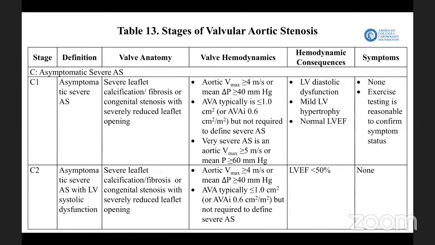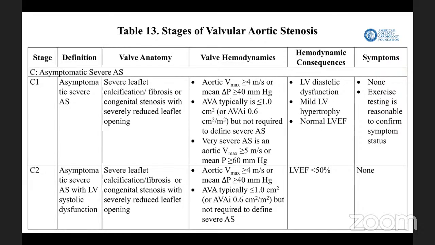And in terms of hemodynamics, they tend to have severe, grade 4 aortic stenosis with maximum velocity equal to or more than 4 meters per second, or mean pressure gradient of 40 millimeters of mercury or above, and aortic valve area typically is equal to or less than 1 centimeter squared, or the index area is 0.6 centimeter squared per meter squared, but not required to define the severity of aortic stenosis.